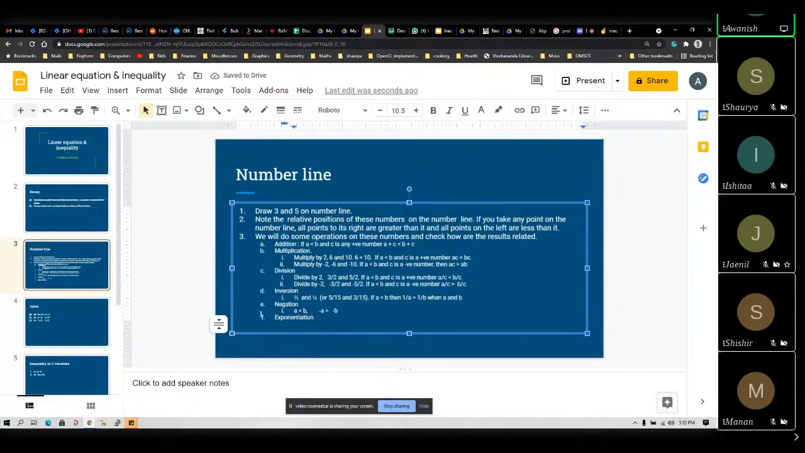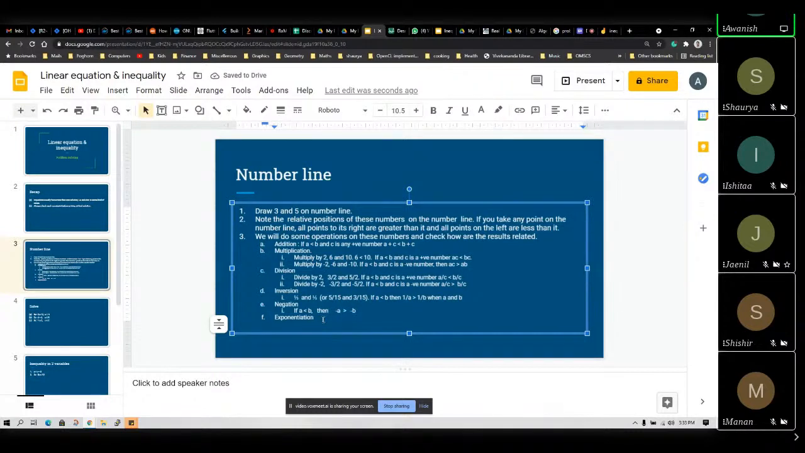This is just like multiplication by a negative number. We are multiplying by minus 1. What happens when we multiply with a negative number? The sign changes. The less than sign will change to greater than sign, and vice versa. So when A is less than B, minus A must be more than minus B. So let's write down: if A is less than B, then minus A is more than minus B.